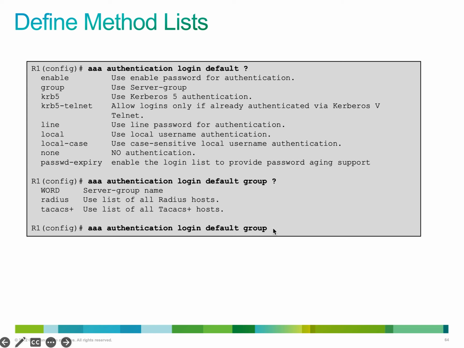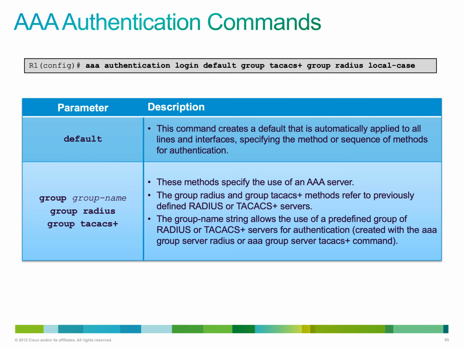Okay, so after that, the job is done for that. AAA authentication command, these are some of the commands. Router1(config)# aaa authentication login default group tacacs+ group radius local-case. So once you enter this, then you've done it for all at once.